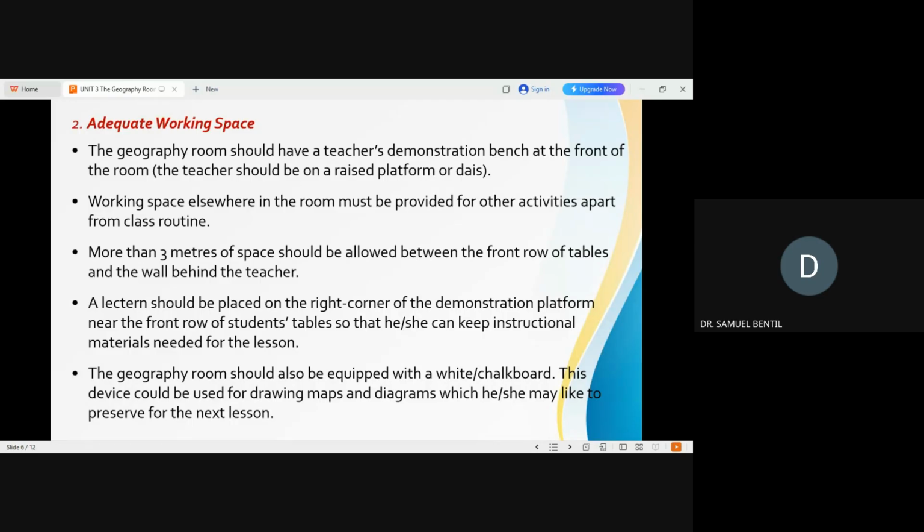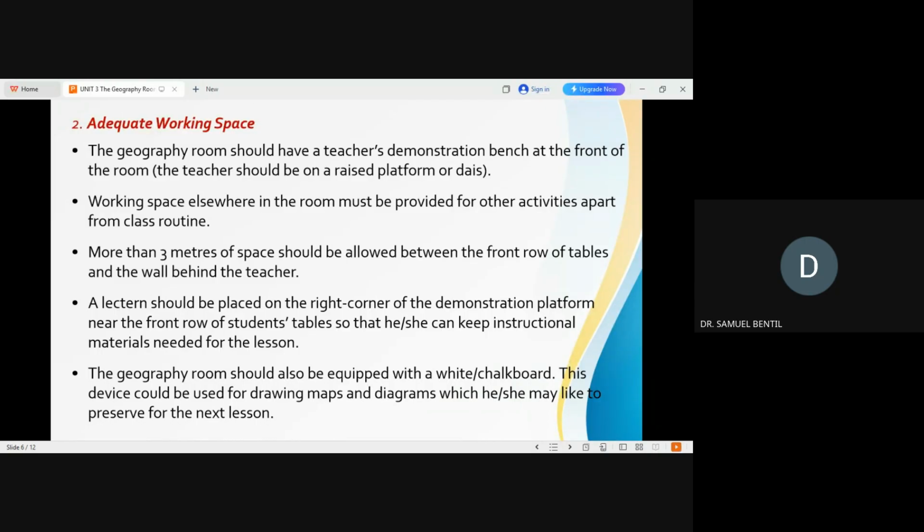There should also be working space elsewhere in the room. So working space in the room must be provided for other activities apart from the class routine. Apart from the room itself, there are about 3 or 4 different rooms as well in the geography room, which we'll be talking about, which are used for other activities. So it's not just putting one room block together and you put things in and you say geography room. No, there are certain things that must go in there.